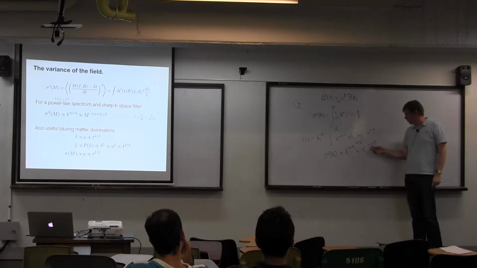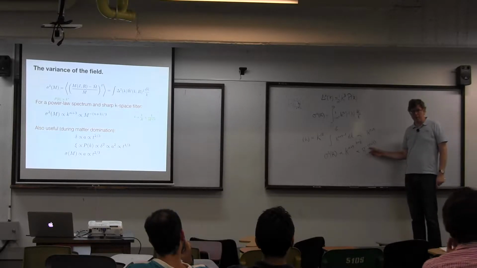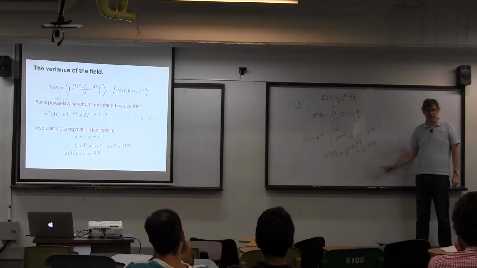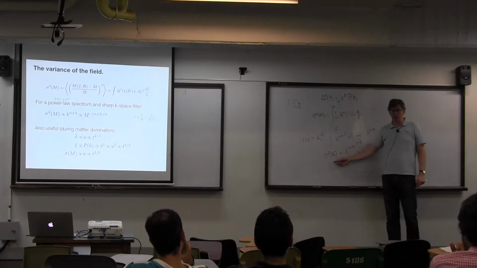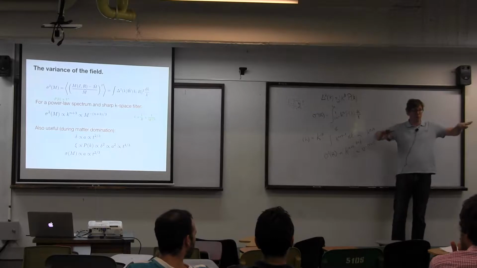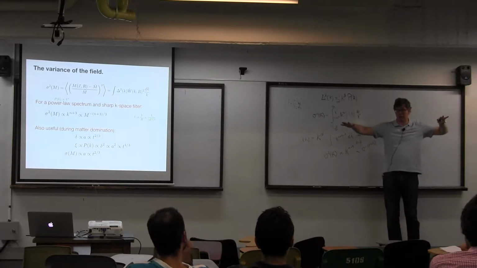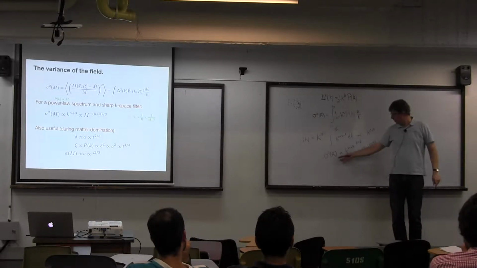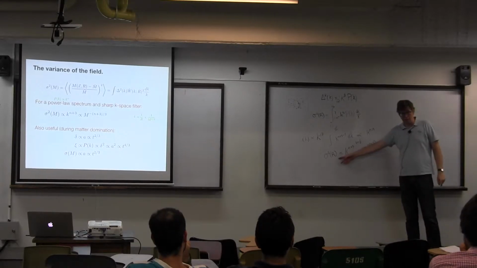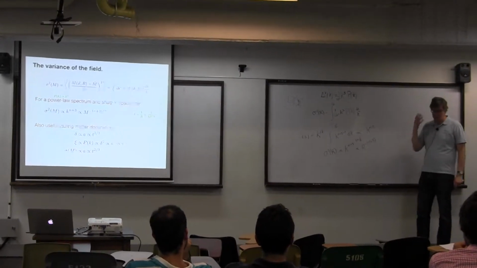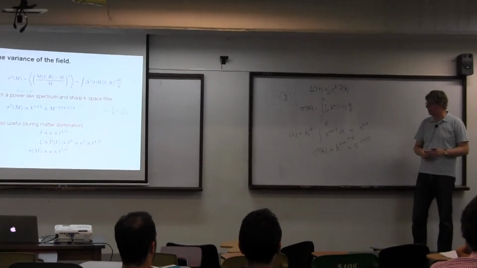If n approaches minus 3, then this becomes scale independent, and that means that the variation in the field has an equal amount of structure on small and large scales. That's what this will tell you in that case. So this is closely related to the power spectrum, of course. It's the same story as I gave with the power spectrum before the break.